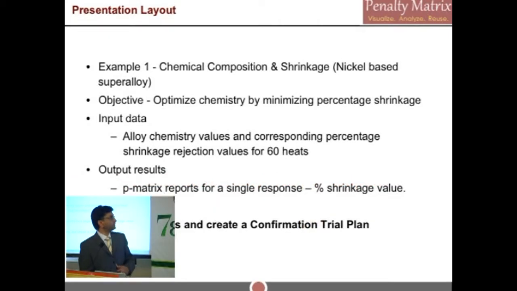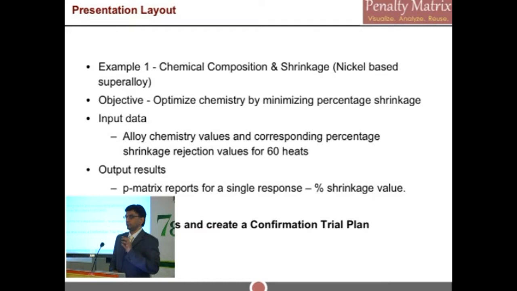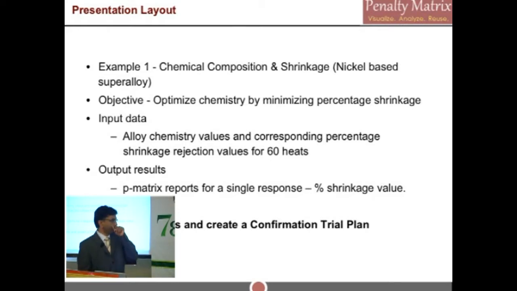Our chemical composition presentation with our same example of a nickel-based alloy, and see how we can develop a confirmation trial by visualizing data in this format, which is what we're going to do exactly when you send us data for reducing rejection rate by 1%. Now here, we got these chemistry values for 60 heats, which had the shrinkage defect. But you can start with the 130 values to get an idea.